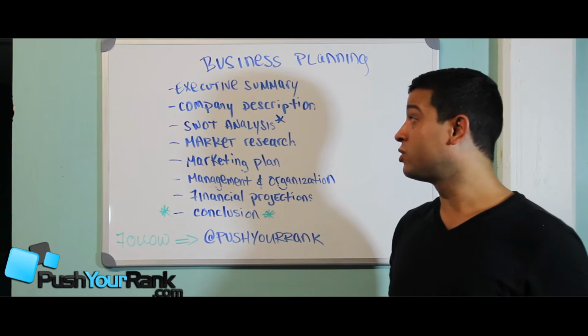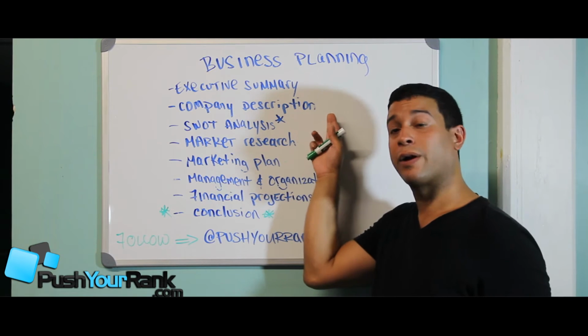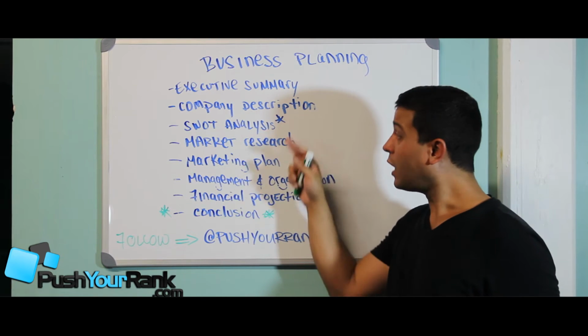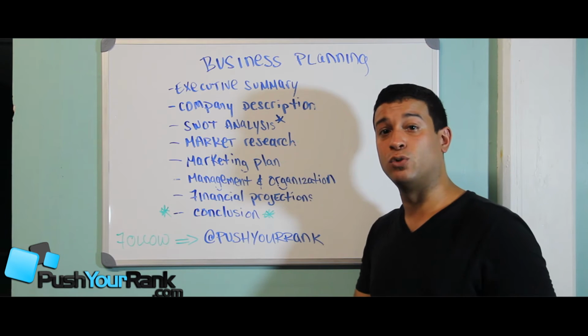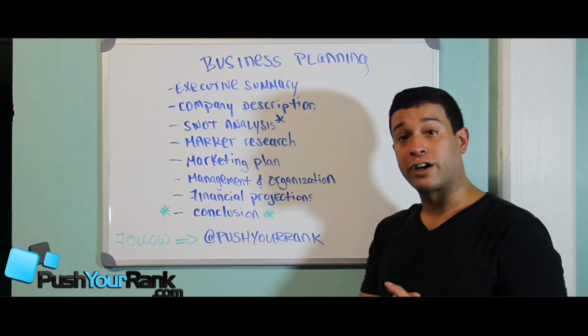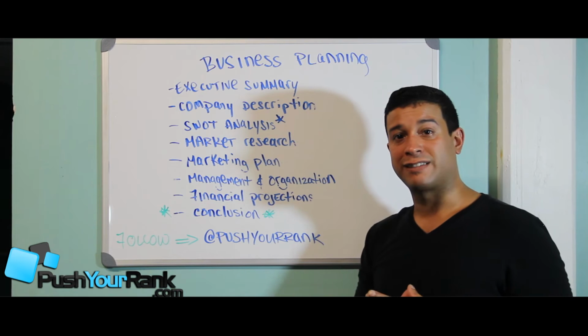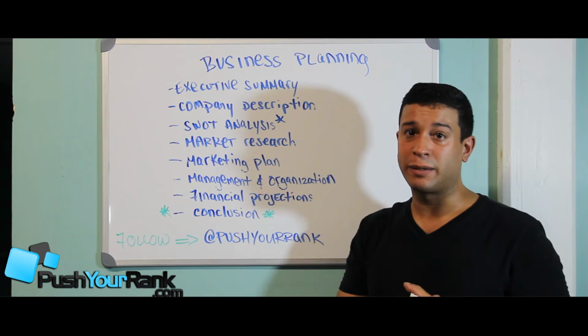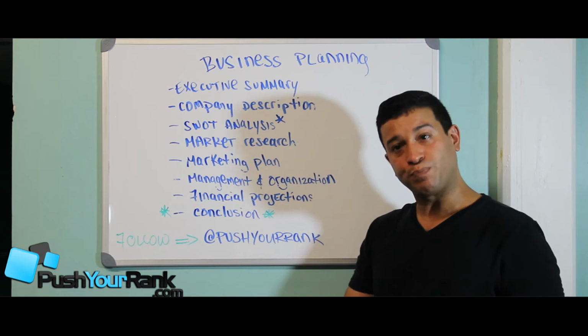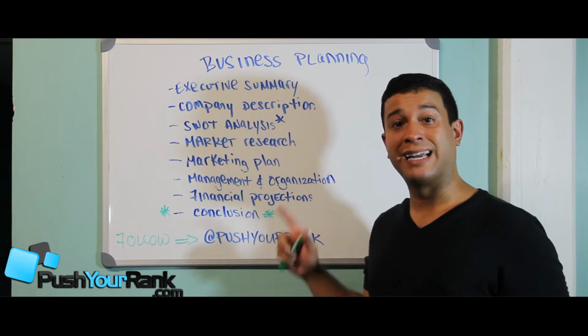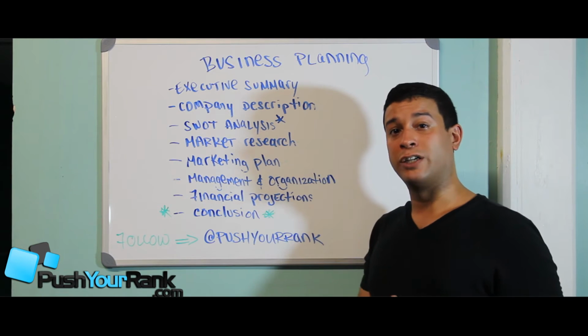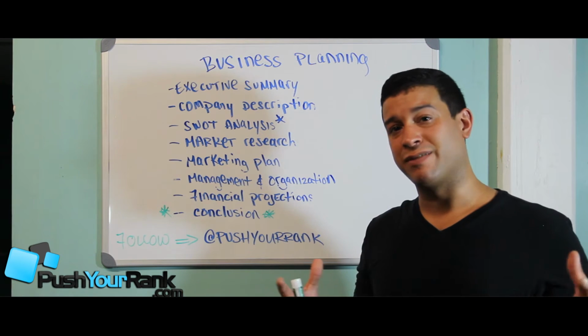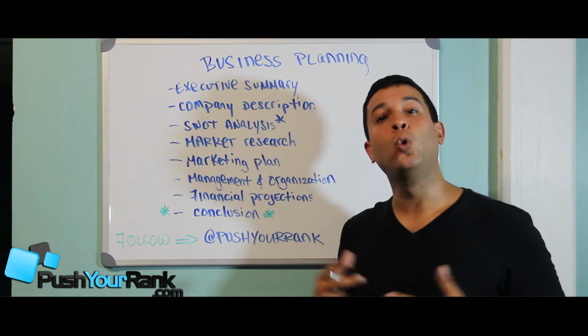So in the conclusion section, you want to, again, in 1 paragraph, describe your company description, your strengths, weaknesses, opportunities, and threats, and your market research, very short, a few statistics that make sense. Then you get into your marketing plan, a few things that make sense again. Then you get into your management. Again, this is very important, right?